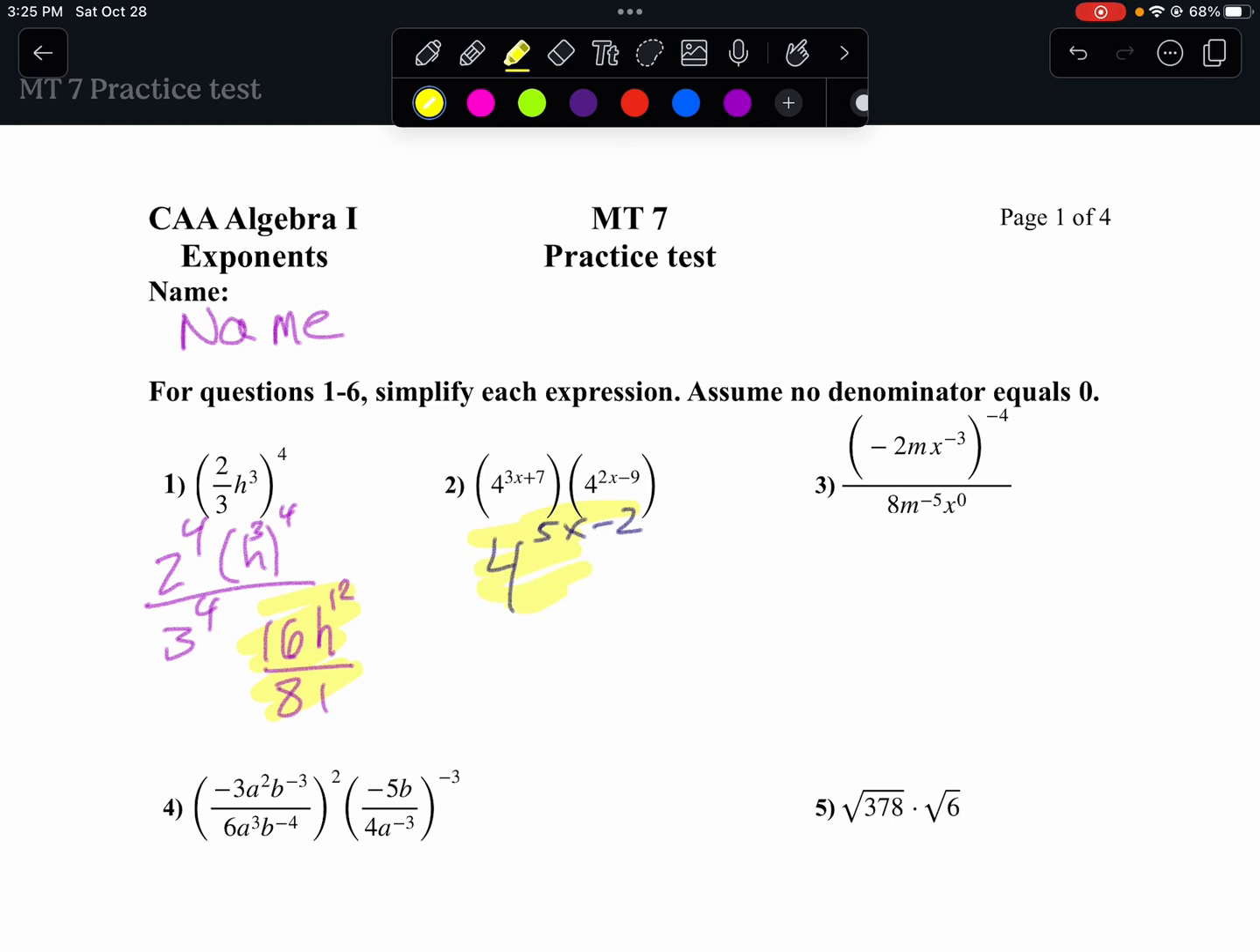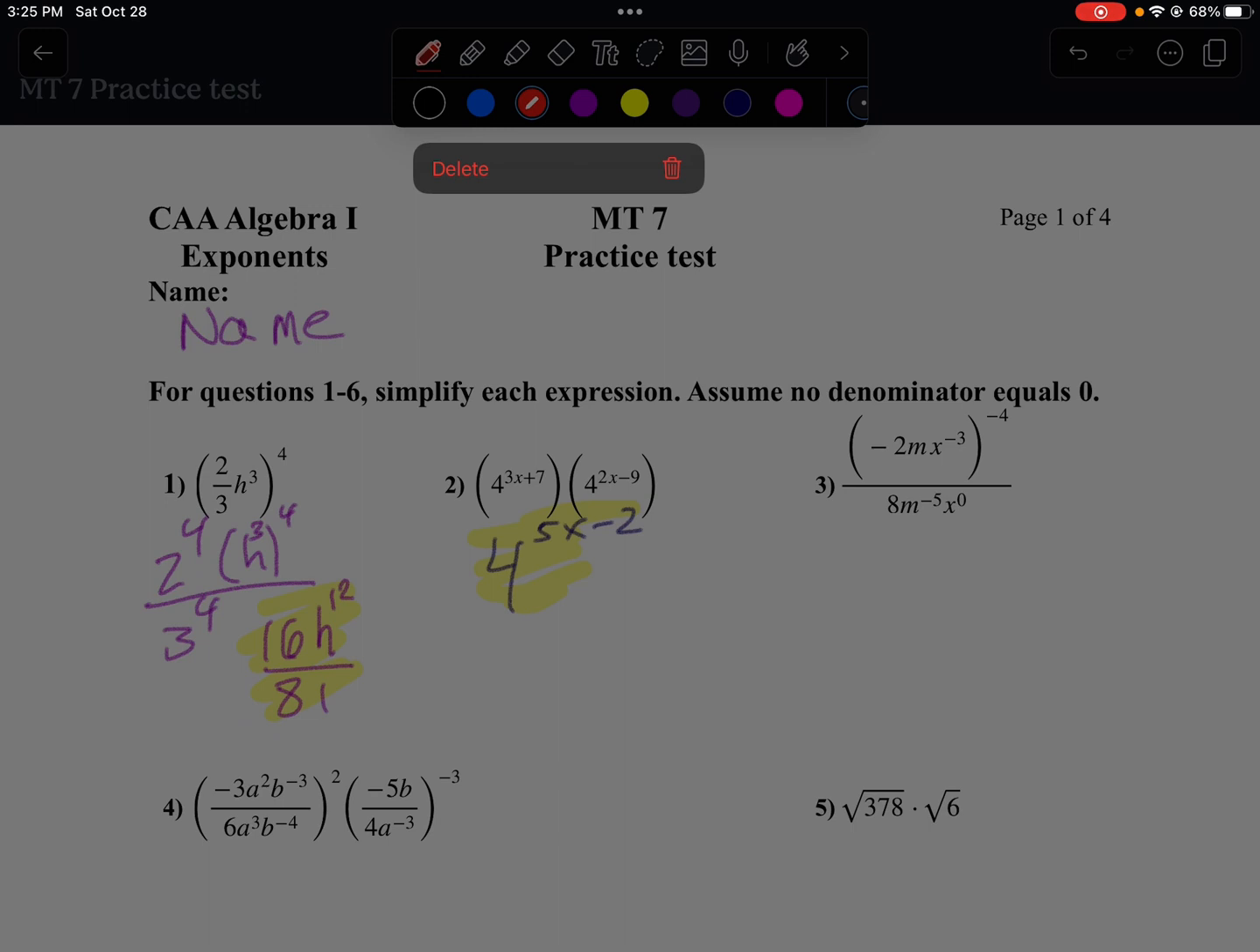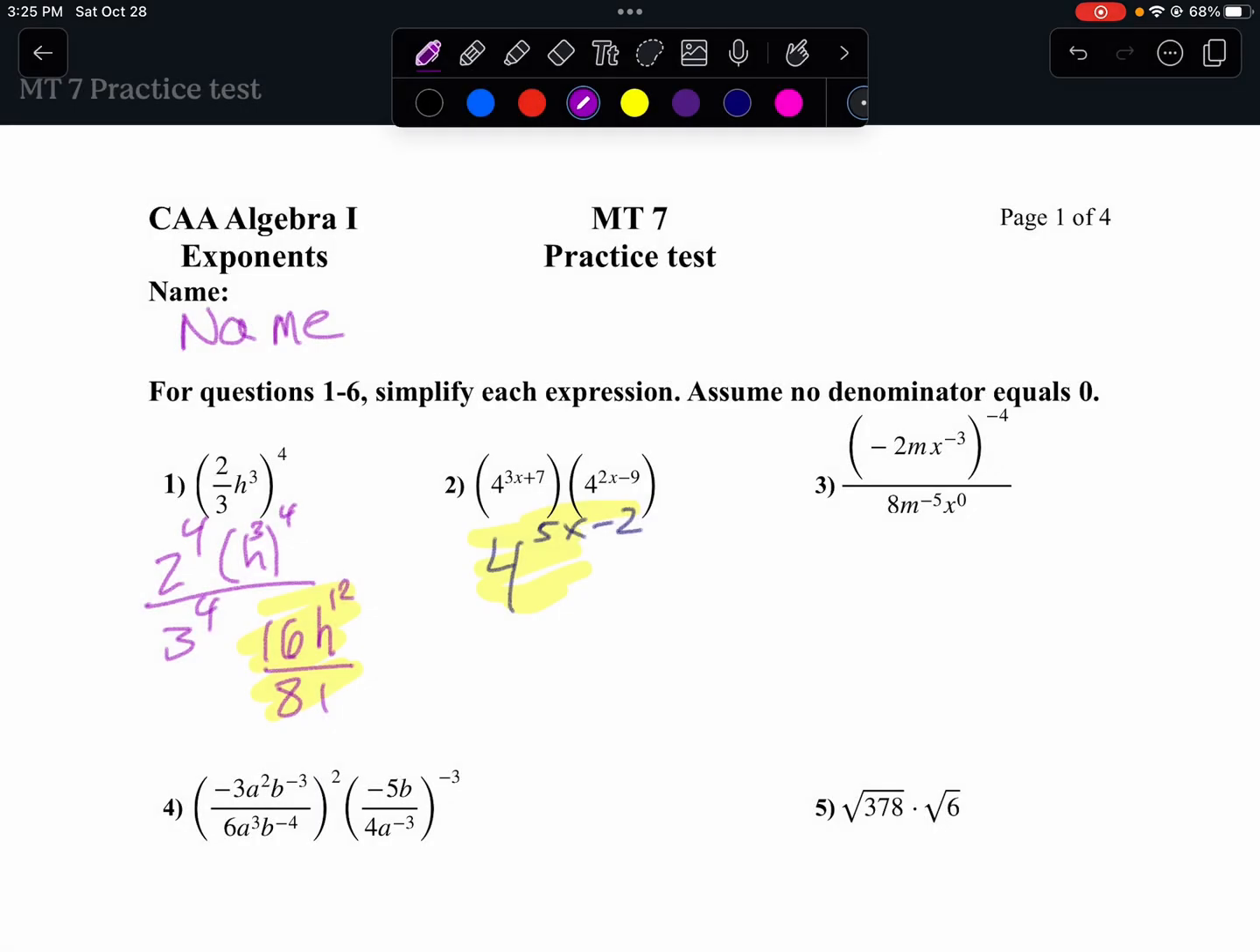Now let's get rid of the exponents first on number 3. So on number 3, we're going to say negative 2 to the negative 4 power, m to the negative 4 power, and then x, well, negative 3 to the negative 4 power, negative 3 times 4, or 3 times 4 is 12. All over, we'll have 8 m to the negative 5, and x to the 0 is 1, so I don't think I'll even put that in there.